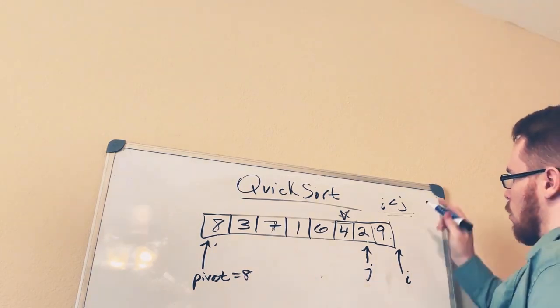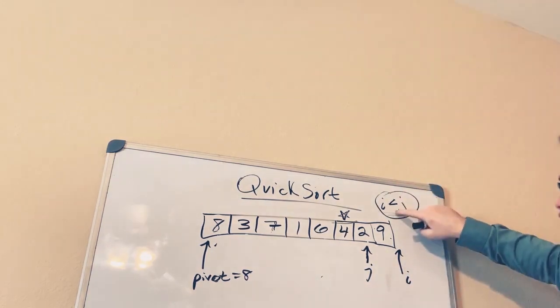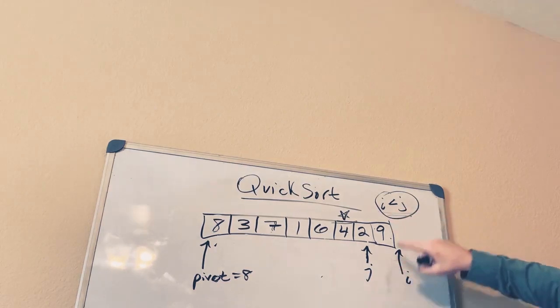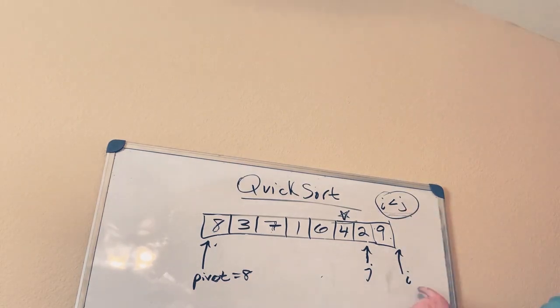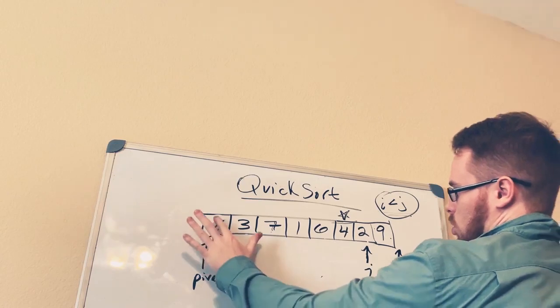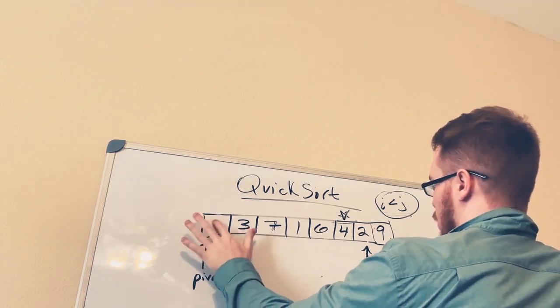That's what we would do, but remember, we do the swap of I and j as long as I is less than j. But now that they've flipped sides, I is not less than j. So when you're coding, you're actually going to want to swap these guys. This is where you swap your pivot value, 2 and 8.